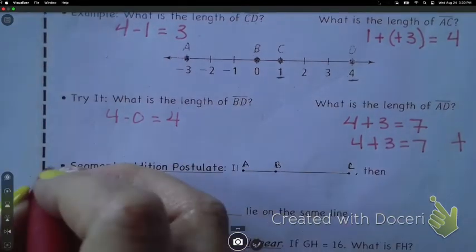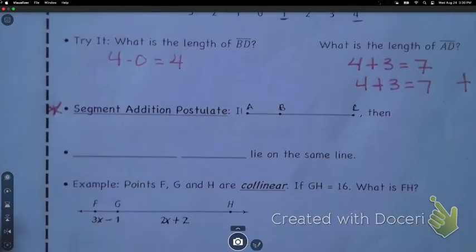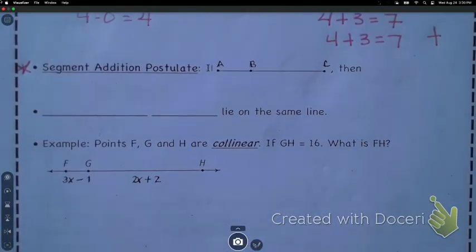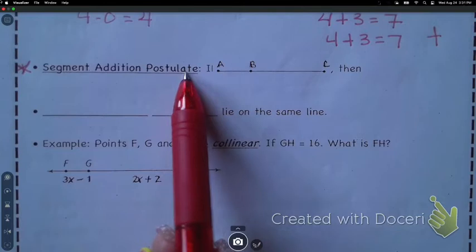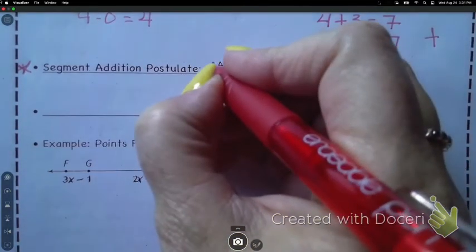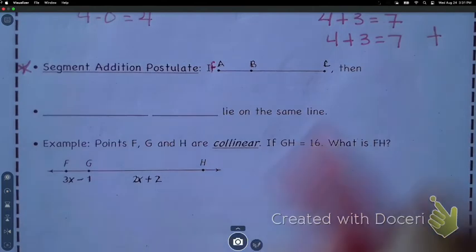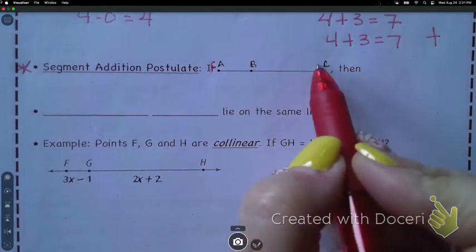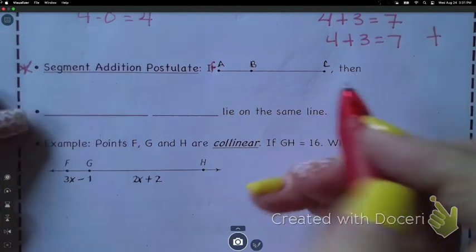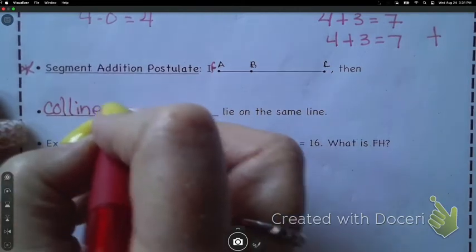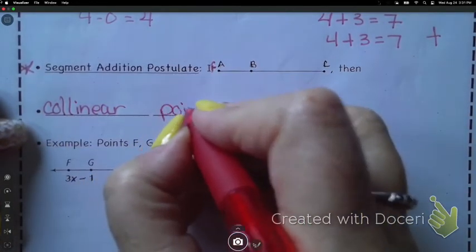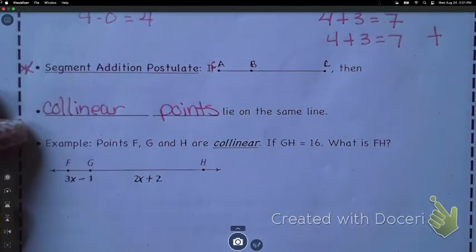Okay, here is a postulate. This is an important thing. Postulates are rules, okay? You will hear theorems and postulates. They are a rule, no matter what. So, segment addition postulate. If, that's an F. Does yours not look like an F? No. Okay, it's if you have a segment ABC, then collinear points lie on the same line.